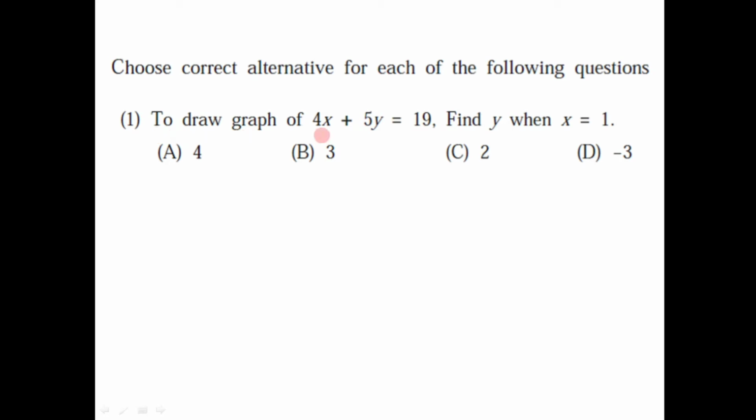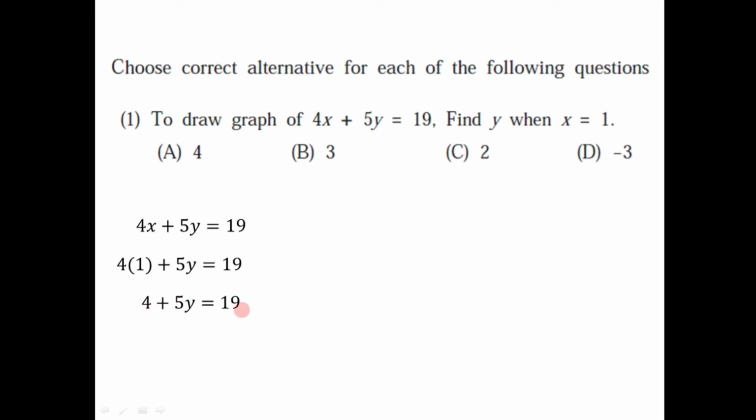We have to draw a graph of this equation 4x plus 5y is equal to 19. For that, the value of one variable x is given, and from that we have to find the value of y. So let us consider the equation 4x plus 5y is equal to 19. We have to replace the variable x by 1 as the value of x is given to be 1. So 4 into x, that is 4 into 1 plus 5y is equal to 19. 4 into 1, that's 4 plus 5y is equal to 19.